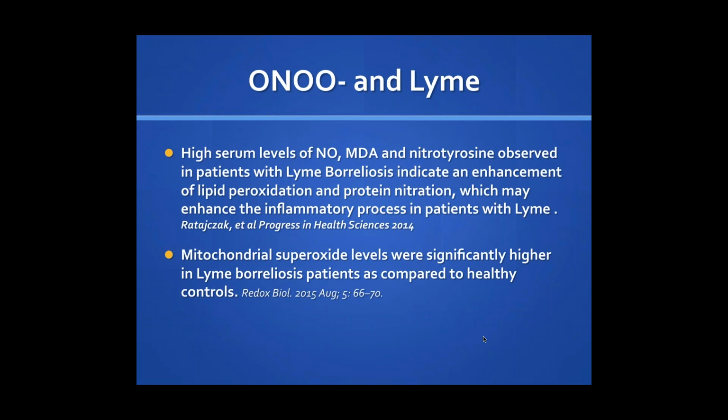And Lyme, I found some interesting research. High serum levels of nitric oxide, MDA, and nitrotyrosine observed in patients with Lyme borreliosis indicate an enhancement of lipid peroxidation and protein nitration, which may enhance the inflammatory process in patients with Lyme. Mitochondrial superoxide levels were significantly higher in Lyme borreliosis patients as compared to healthy controls. So we have a higher production of peroxynitrites associated with Lyme.